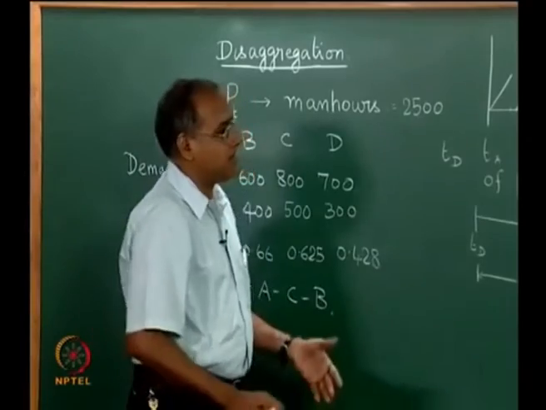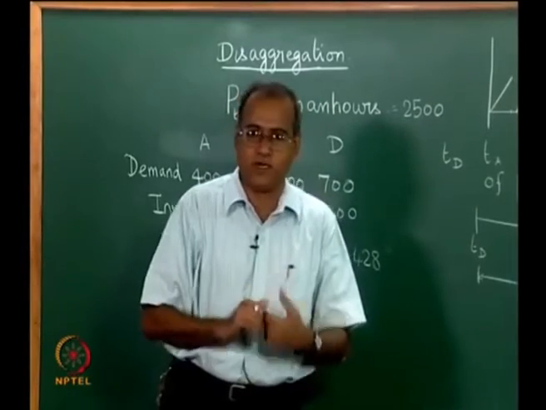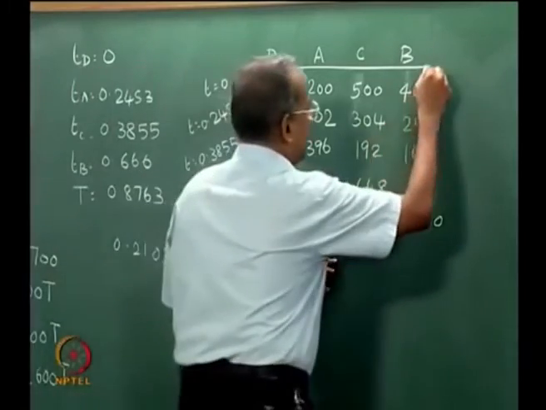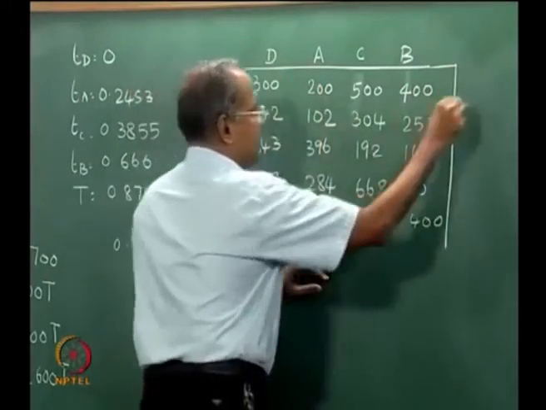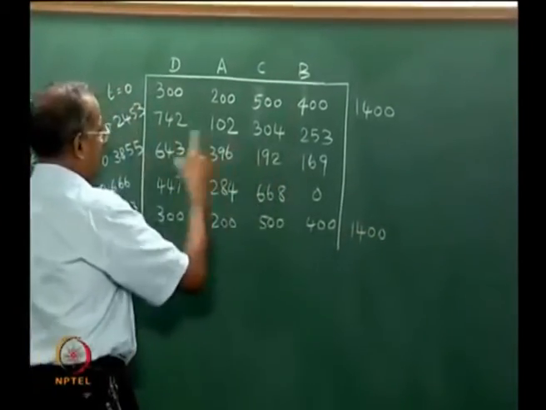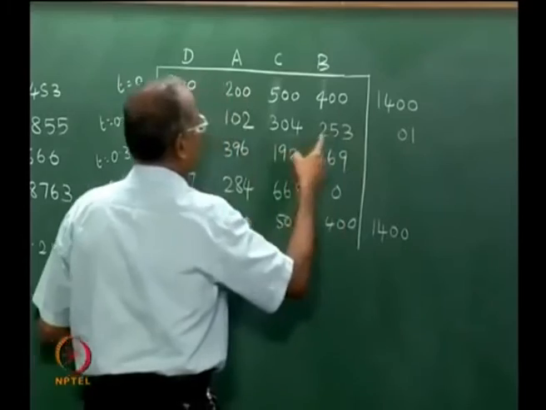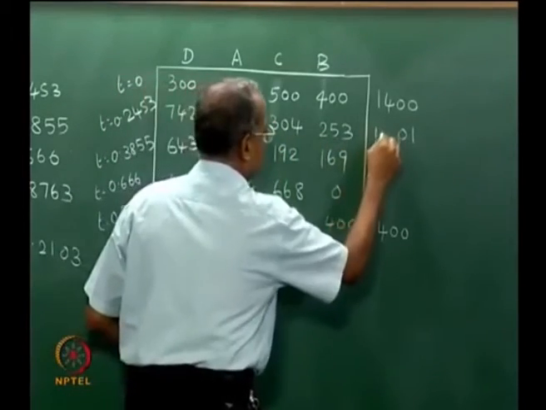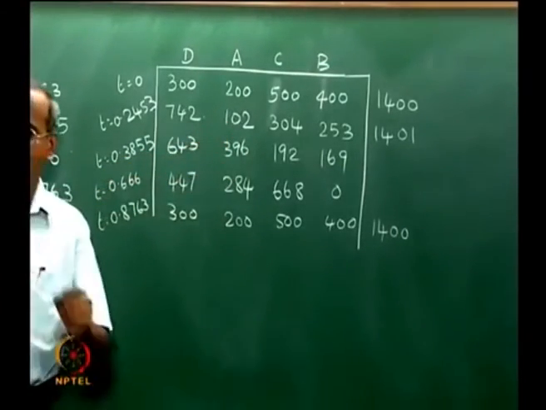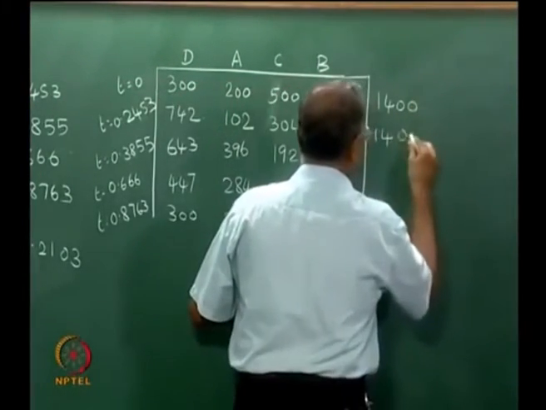So if we take a cycle of 0.8763, we have produced 2500, we have consumed 2500. So inventories will stay as they are. Now we also observe that the total inventory at this point is 5 plus 1400. This is also 1400. If we add these, 2 plus 2, 4 plus 4, 8 plus 3, 11, 5 plus 5, 10, 3, 6, 7 plus 7, 14. This should be actually 1400, but it has become 1401 because of rounding off. So we could take this also as 1400.